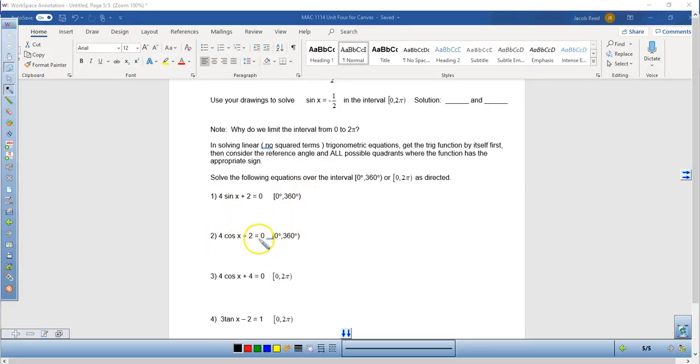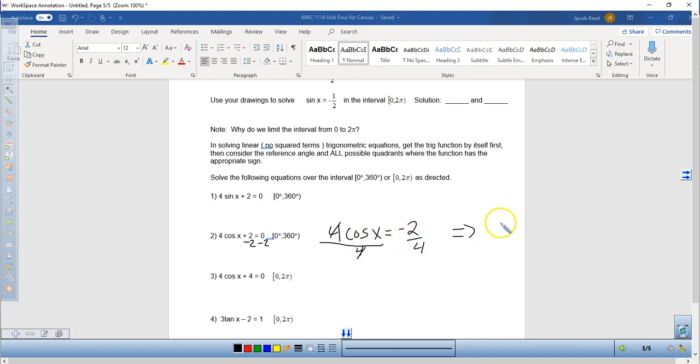Okay, number 2, same thing. We're solving this. We subtract 2. We get 4 cosine of x is equal to negative 2. Divide by 4. So I get that cosine of x has to be equal to negative 1/2. Well, now this one's a little different. Now I've got to think about where is cosine equal to negative 1/2.